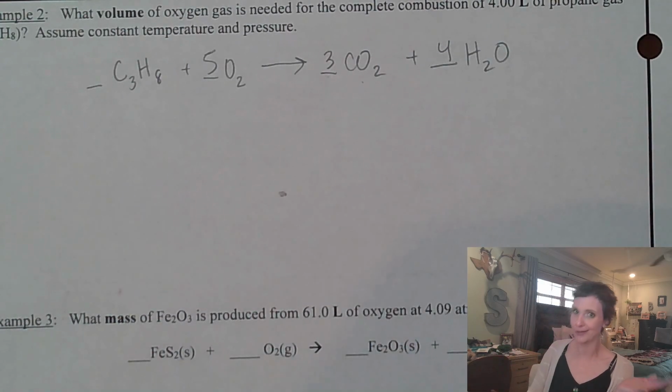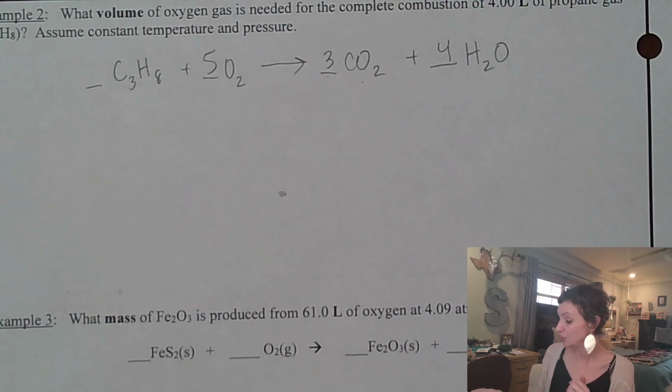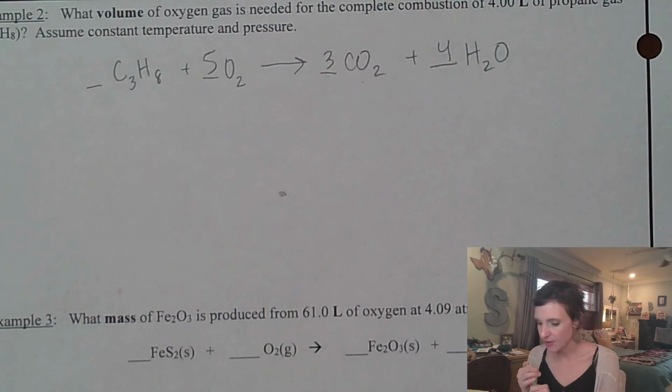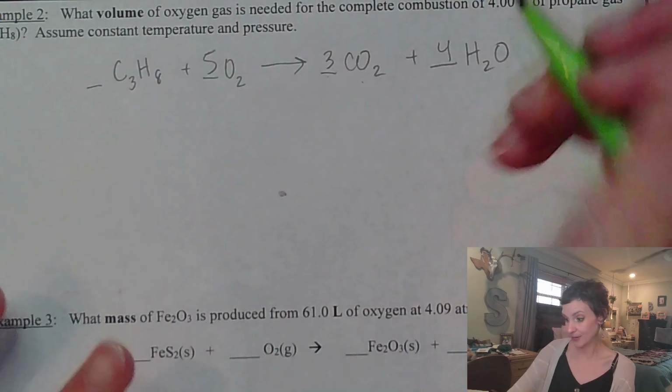That is amazing. Now I'm ready to read the problem and see where they are giving me information and where they are asking me to solve for. So what volume of oxygen gas is needed for the complete combustion of 4 liters of propane gas, and assume constant temperature and pressure. Okay. The number that they have provided me is a volume number. I zone in on that volume number because I'm like, oh my gosh, how exciting.